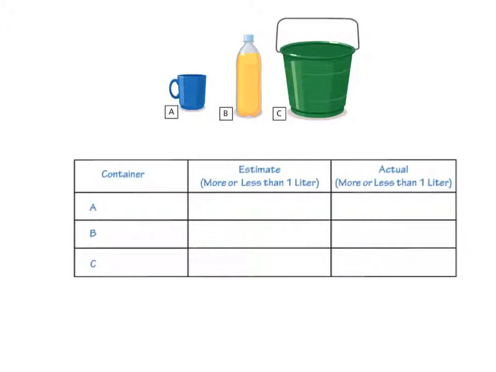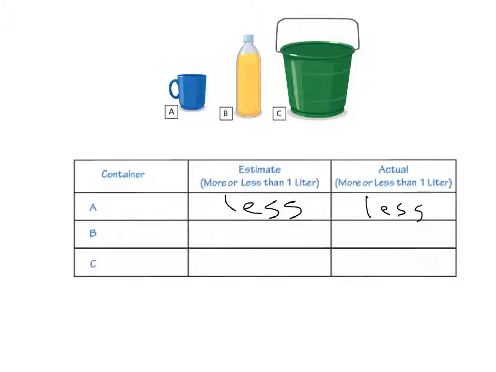Now, if we had these three things, a cup, a jug, and a bucket, we could estimate. So container 1, the cup, would you estimate it's more or less than a liter? It's small, and so I would say less. And the actual is, it is less. It's about a cup, which is smaller than a liter.